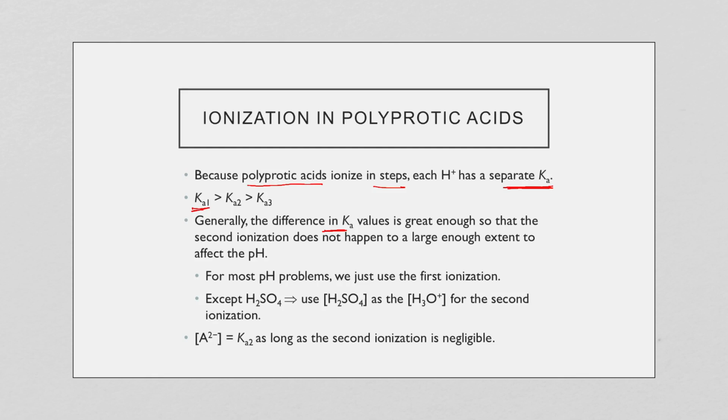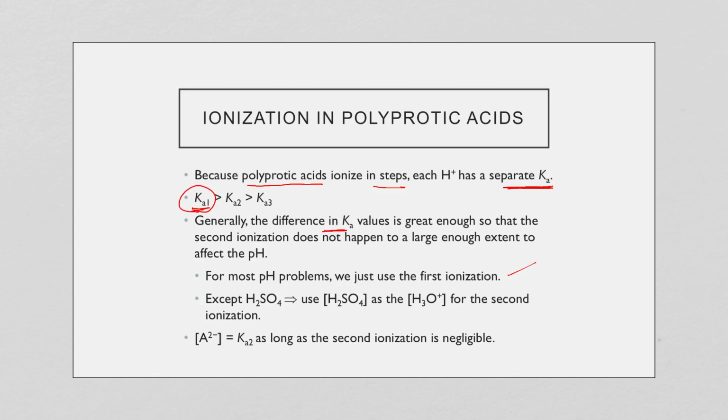For most of these, we only really have to worry about the first ionization constant because it's enough larger than the other ones that it produces the bulk of the hydronium ions, so we can negate the amount of hydronium produced from the second or third ionization. It's kind of like when we have a mixture of acids, we can typically ignore all but the strongest of the acids. So for most cases, that's the case.